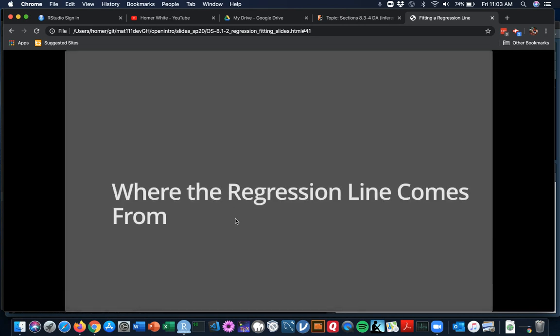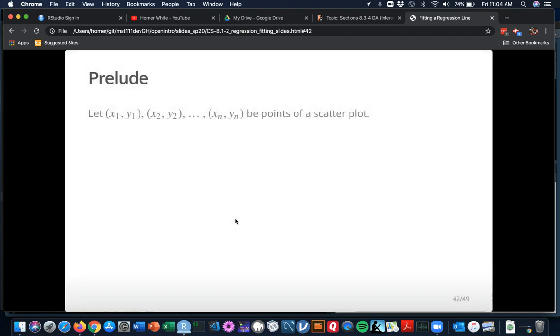Now, you might be wondering, how does R find the formula for its blue regression line? Where does it come from? So I'll give you a little background. Let's say the points on your scatter plot are mathematically denoted x1, y1, x2, y2, x3, y3, x4, y4, all the way up to maybe xn, yn, where there's n points on the scatter plot.